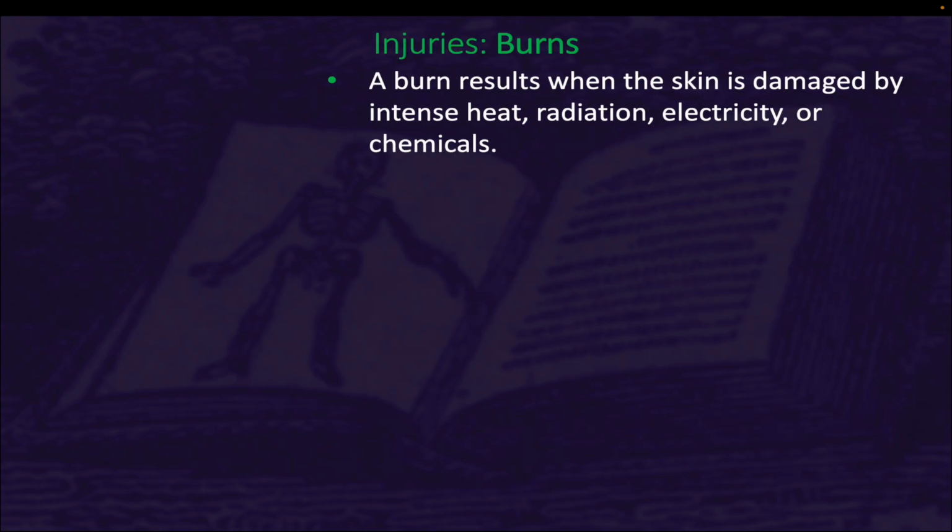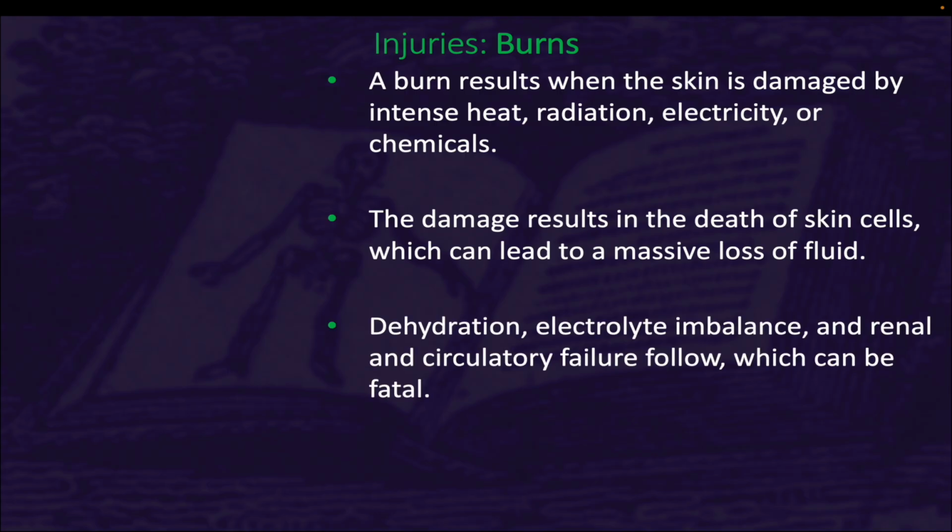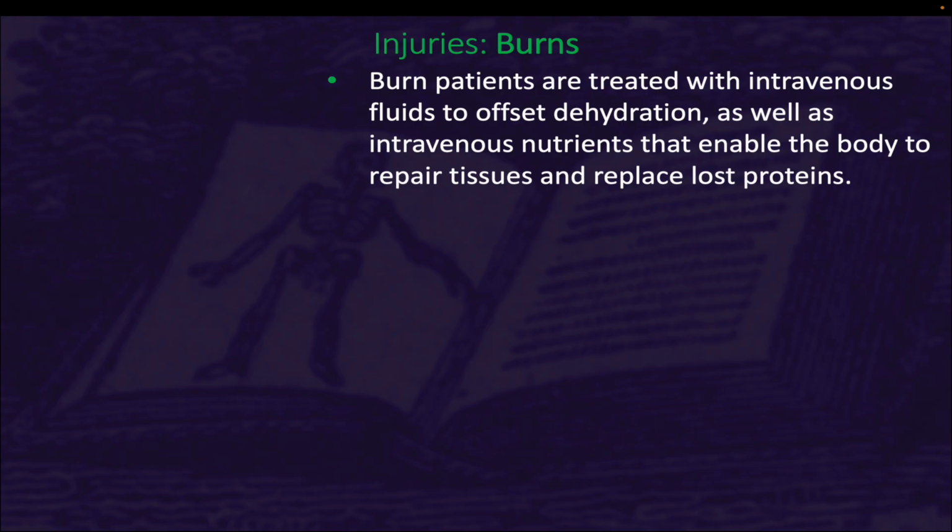A burn results when the skin is damaged by intense heat, radiation, electricity, or chemicals. The damage results in the death of skin cells, which can lead to massive loss of fluid. Dehydration, electrolyte imbalance, and renal and circulatory failure follow, which can be fatal. Burn patients are treated with intravenous fluids to offset dehydration, as well as intravenous nutrients that enable the body to repair tissues and replace lost proteins.